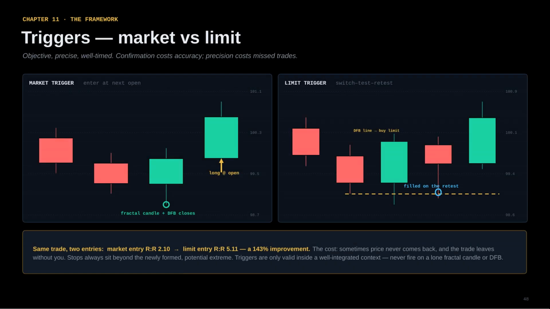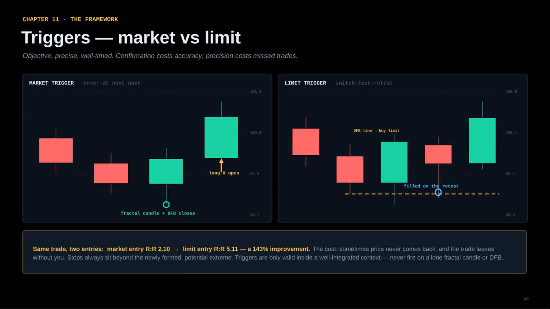A trigger must be objective, precise, and well-timed. Market triggers are the simple kind. Context makes sense. A fractal candle or DFB closes, you enter at the open of the next candle. Stop beyond the newly formed potential extreme. Limit triggers exploit switch test retest mechanics. You place a limit order at the DFB line or a precise barrier and let price come back to fill you at the market edge.